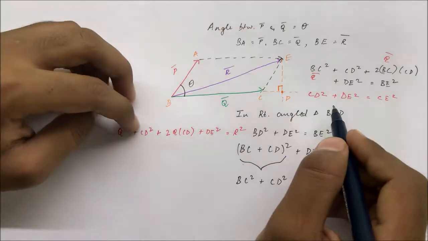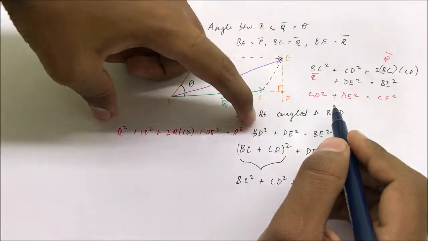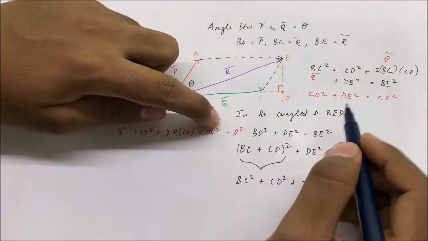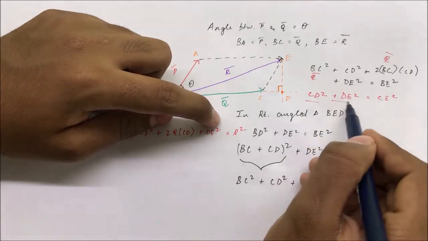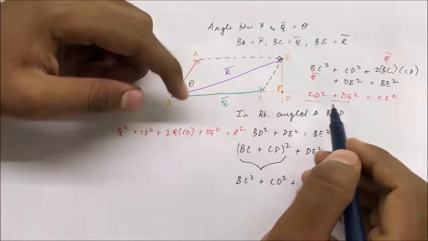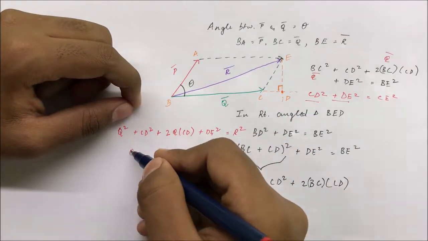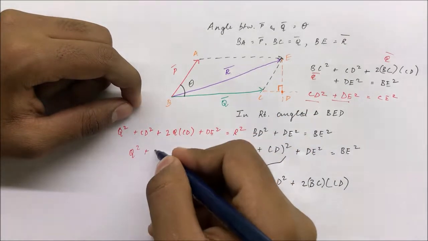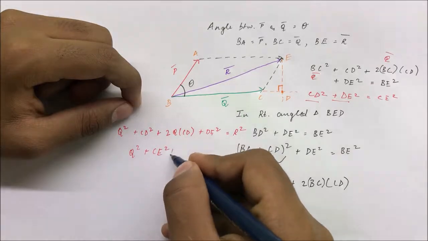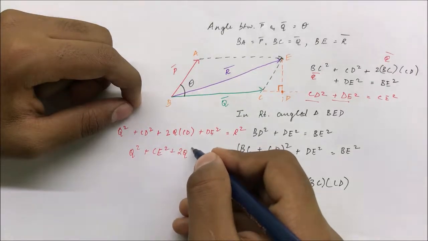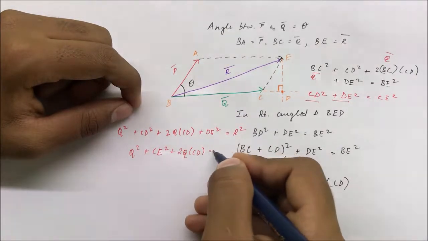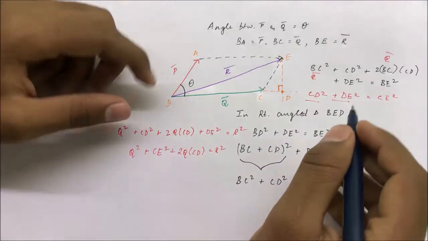So now if you observe in this big final equation, we have CD square plus DE square. CD square plus DE square is nothing but CE square. So I can replace this and this with CE square. If I do that, I'll end up with Q square plus CE square plus 2 times Q times CD is equal to R square.